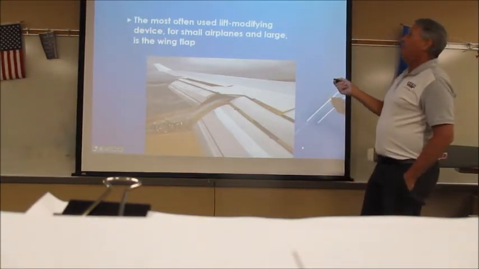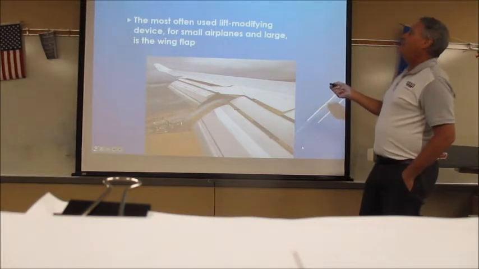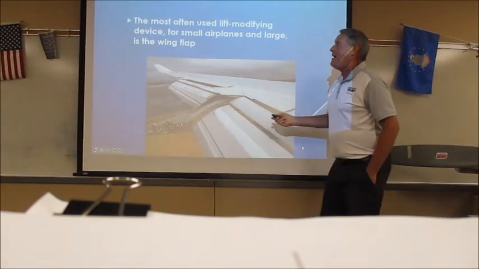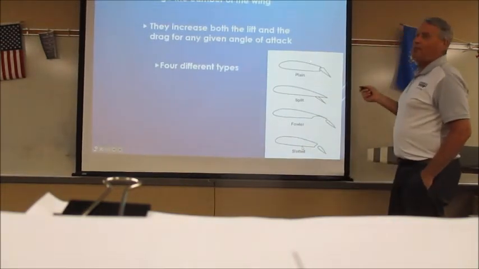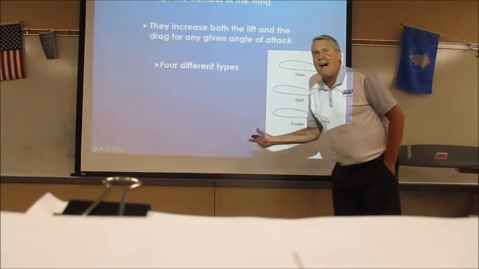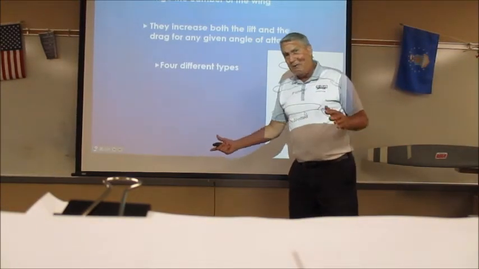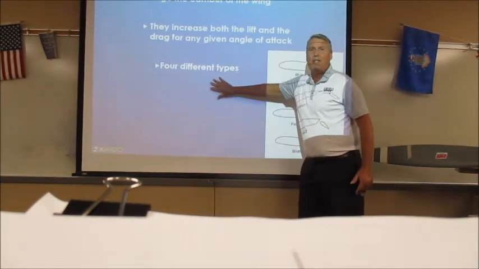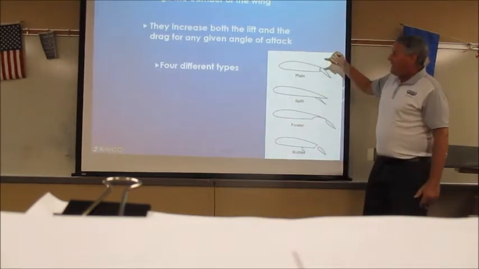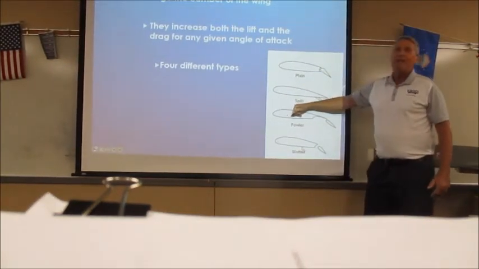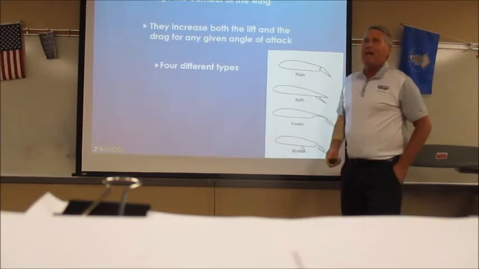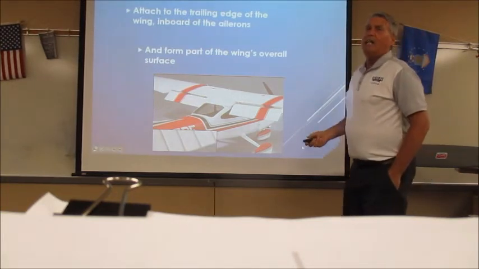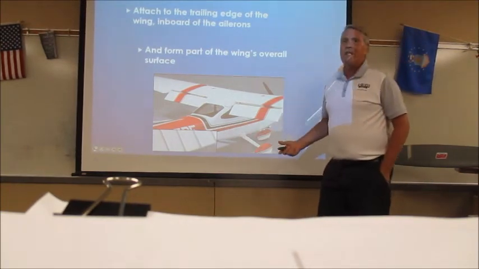The most often used lift modifying device for a small airplane and a large one is the wing trailing edge flap. There are 4 kinds of flaps out there today that I know of. Now there could be another one. You could tell me in a comment if there is, but there are 4 different types of flaps that I'm aware of. We've got the plain flap, the split flap, the Fowler flap, and the slotted flap, and we'll take a look at them. Here is the plain flap, like on the Cessna 150, 172, right?